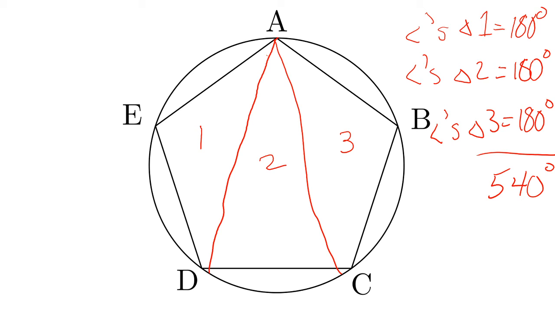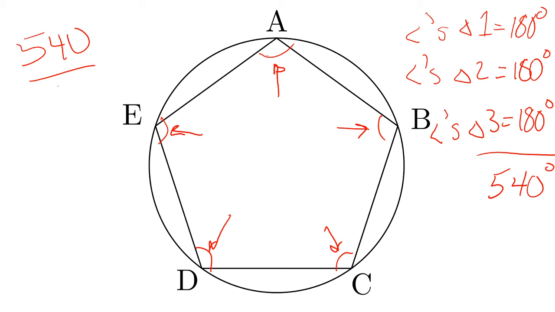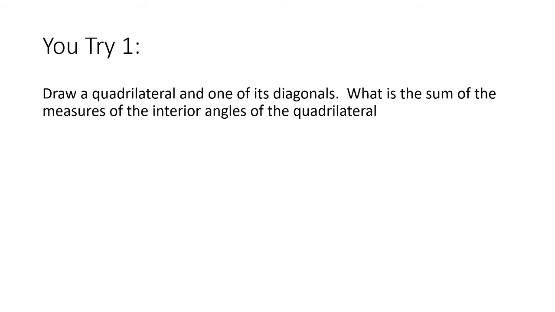So they have to be distributed equally amongst all 5 angles, right? Angle 1, 2, 3, 4, 5. These interior angles right here. So 540 degrees divided by 5 is 108 degrees. Each of these interior angles is 108 degrees. Go ahead and try this one on your own, and I'll see you in a second.